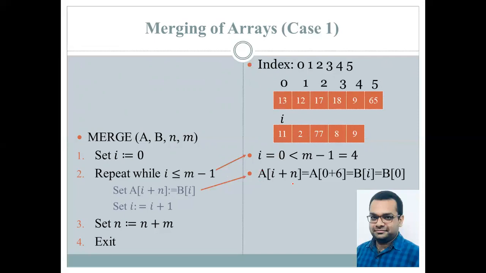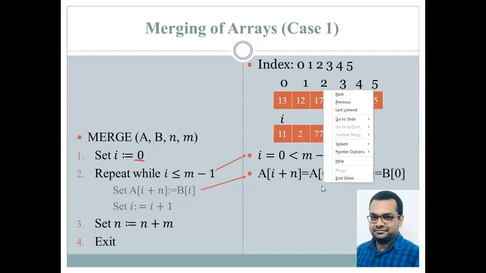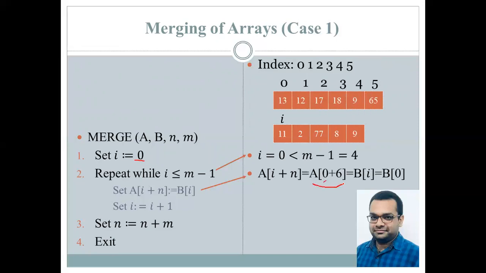Therefore, A of I plus n gets the value of B of I. A of I plus n will denote the index one more than the last index of A. Currently, the value of n is 6. So I plus n in this first iteration is 0 plus 6, and this position is getting the value from B of 0. So ideally, this value gets appended over here.